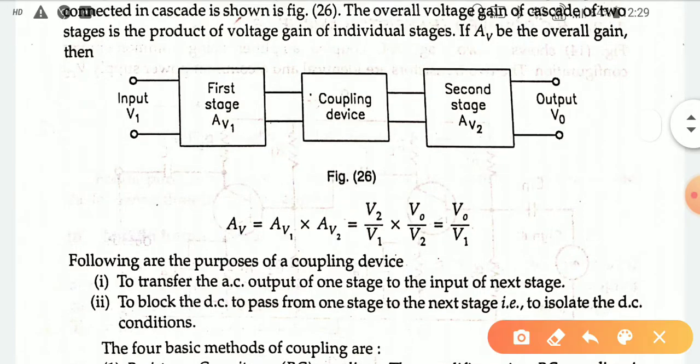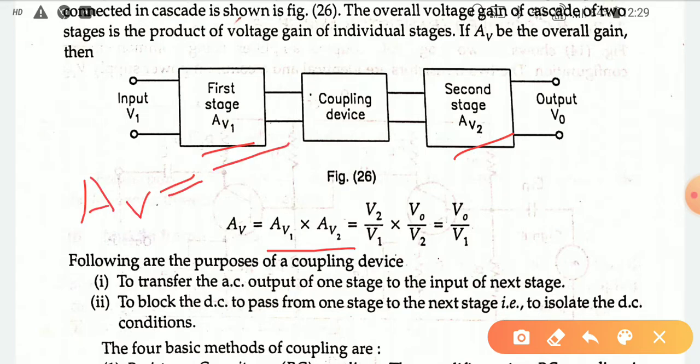Let us consider that for the first stage, the voltage gain is defined by AV1, and for the second stage, the voltage gain is defined by AV2. Then the total voltage gain will be AV1 multiplied by AV2. And as we know, voltage gain AV is defined as the output voltage by the input voltage. So for AV1, the output voltage is V2, if this position is defined as V2, the output voltage.